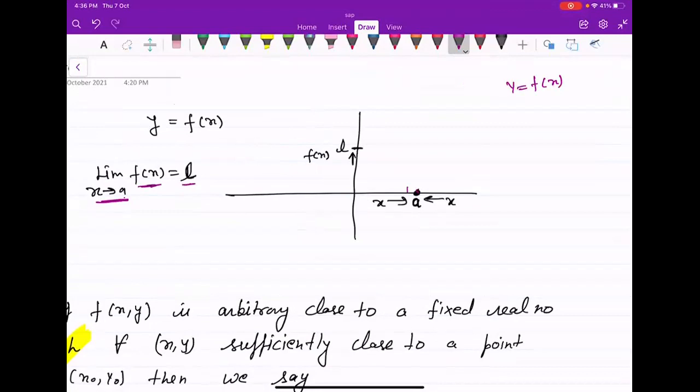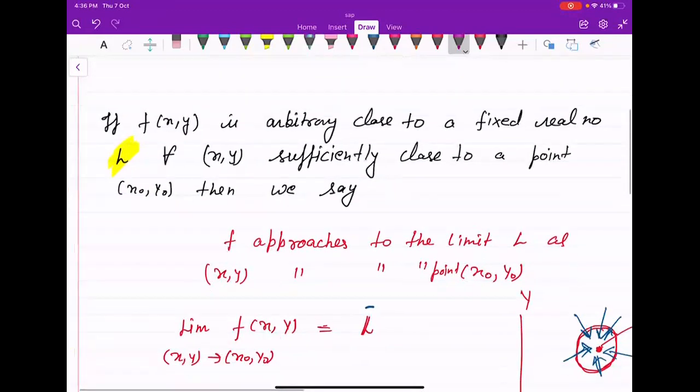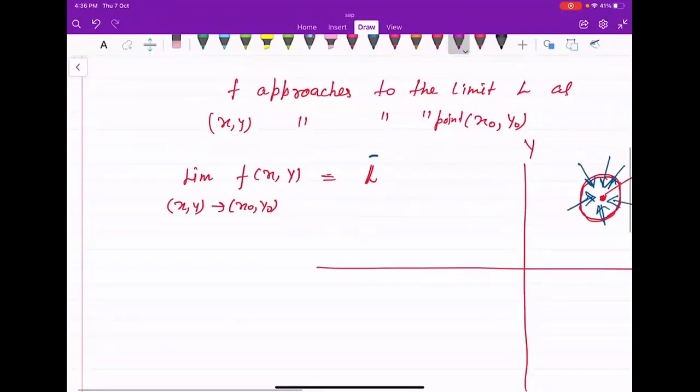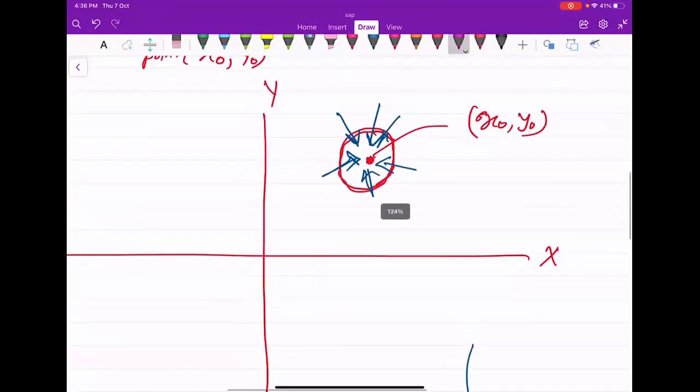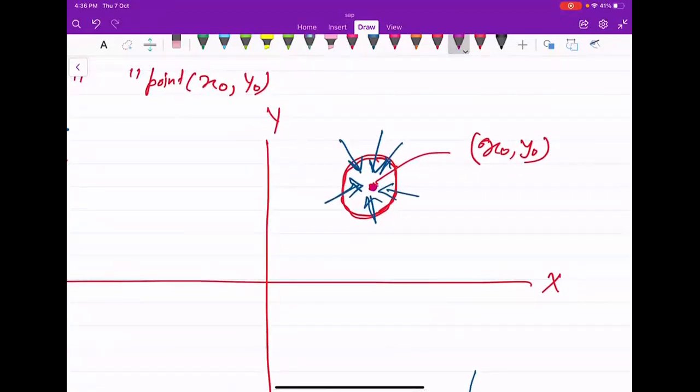How, in 1-dimension, is this x moving toward the point a? It will move from the left hand side as well as from the right hand side. In 1-dimension you have only two directions about the point a, left hand side as well as right hand side. But whenever we are dealing in 2-dimension, how will you move toward this point? There is not only one direction, there are infinitely many directions.